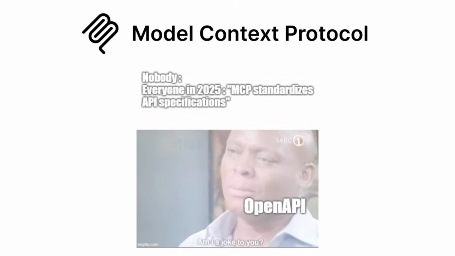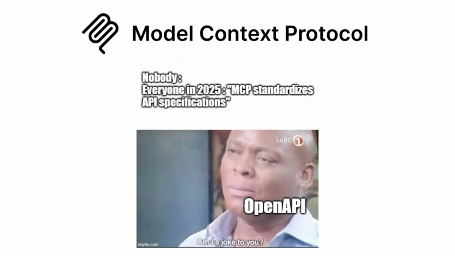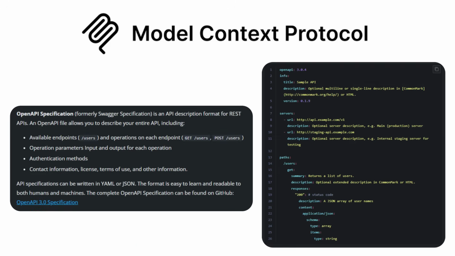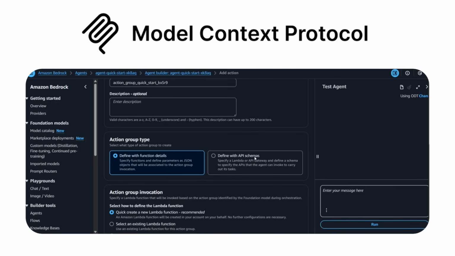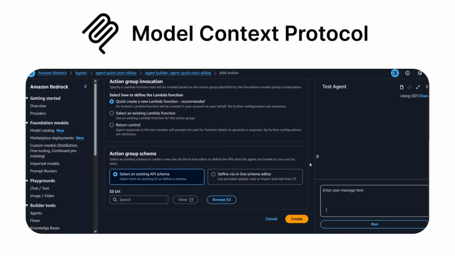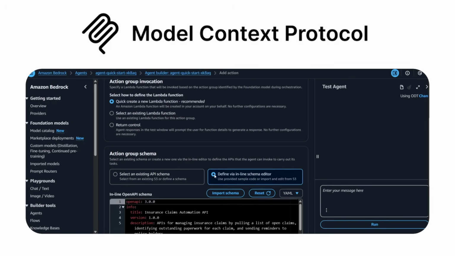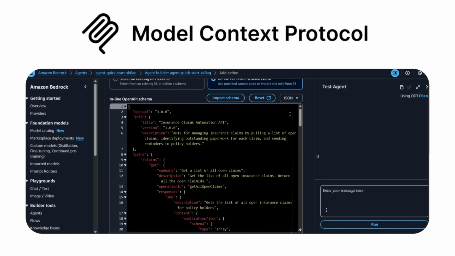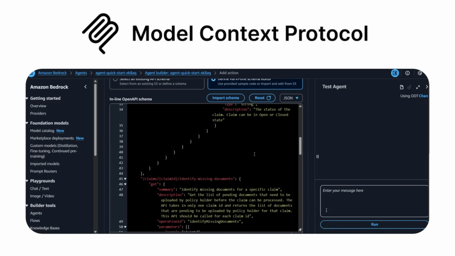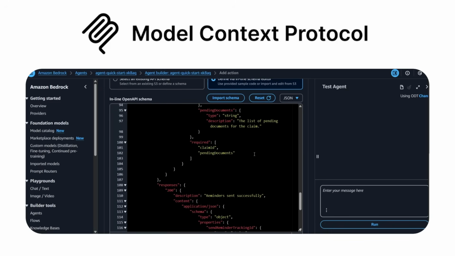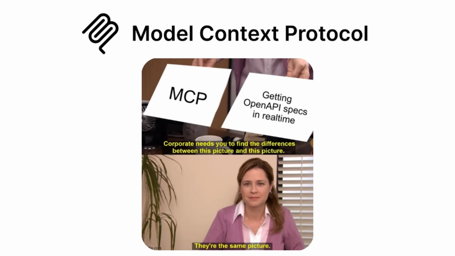Of course, we didn't wait for MCP to invent standardized API specifications. We already had standards like OpenAPI, formerly known as Swagger. Amazon Bedrock agents, for example, use OpenAPI schemas to fully describe tools for their models. And we can easily imagine ways to query these schemas at runtime and automatically feed them to the model. What MCP does is simply go a little further.